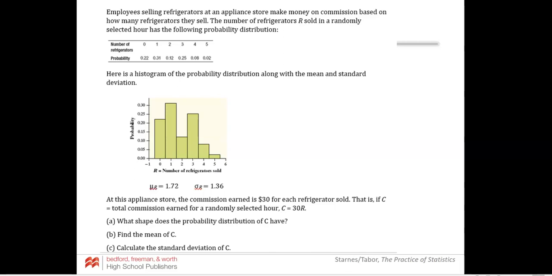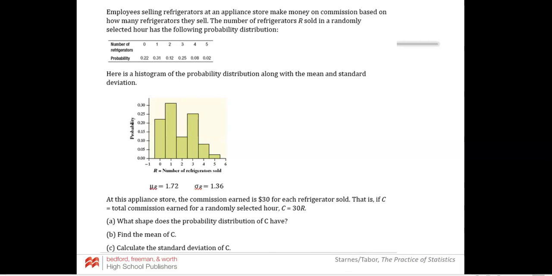Employees selling refrigerators in an appliance store make money on commission based on how many refrigerators they sell. That's probably true. The number of refrigerators sold in a randomly selected hour has the following probability. Wow. Pretty rare to sell 5 fridges in an hour, but that's a 2% chance. 0 is a 22% chance, and somewhere in the middle. So they're doing okay if they're selling at least a fridge an hour, I guess.